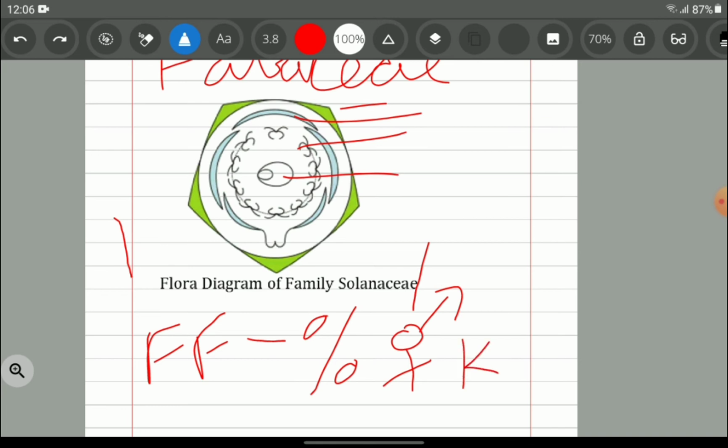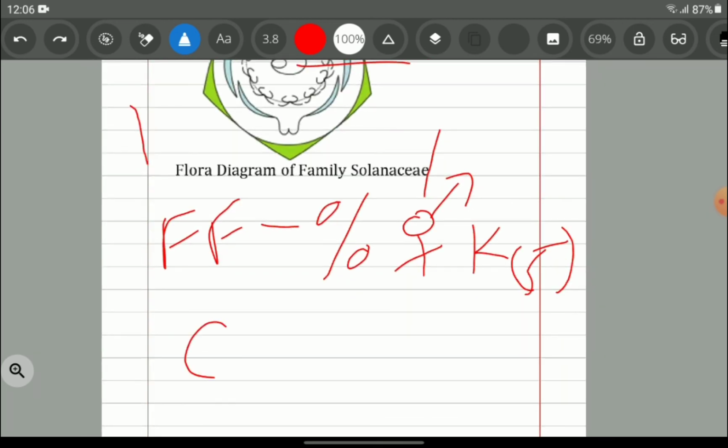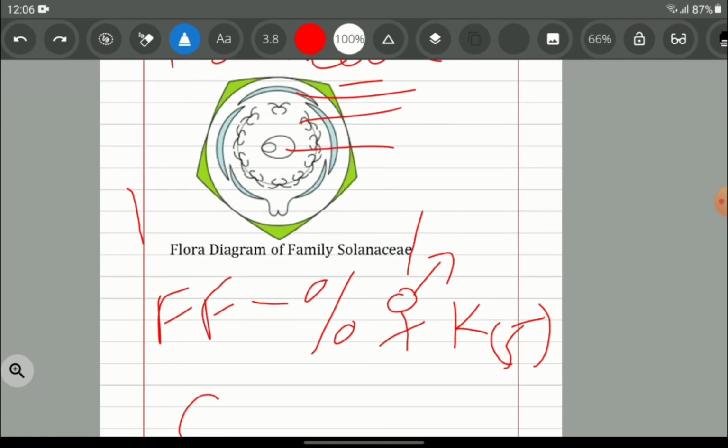So how many calyx are there? We have 5, and note one thing, all the 5 are fused. So we need to write 5 in brackets. So this is 5 in the bracket, that is calyx. Then come to the next part, that is corolla, denoted by C. How is the corolla? There are 5.